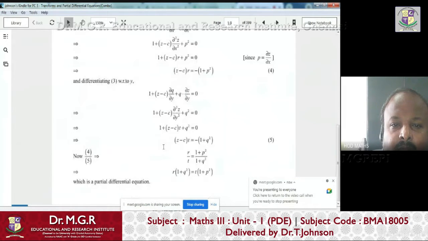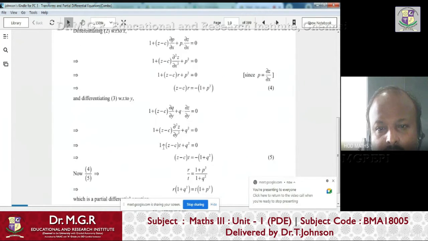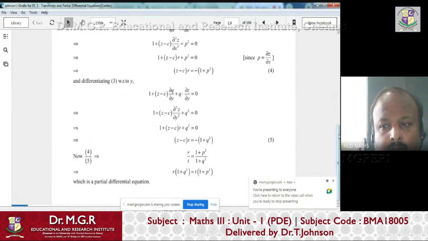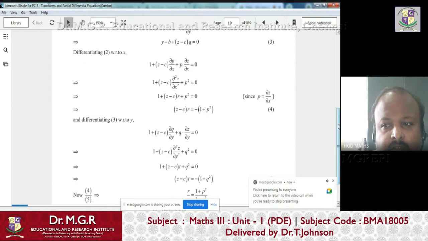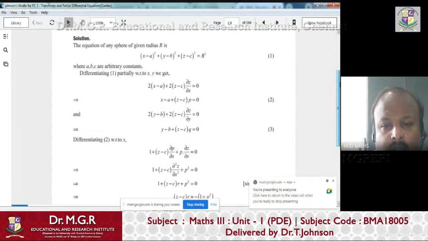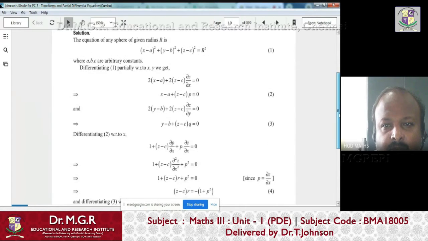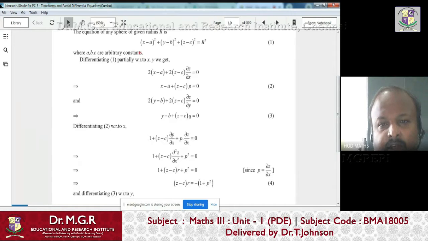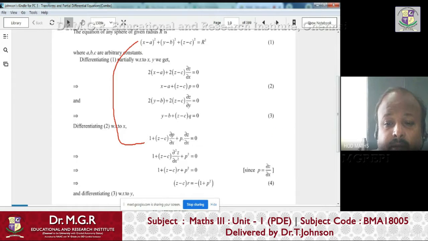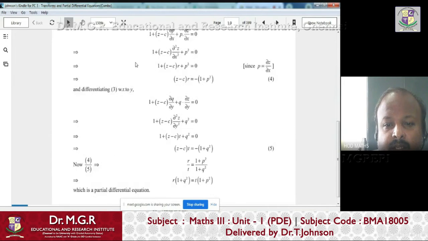Now, whatever we did with respect to x, the same thing we have to do with respect to y. So again, take the original function. What is the original function? The original function is (x minus a) the whole square, plus (y minus b) the whole square, plus (z minus c) the whole square equals r square. Right? So again, differentiating the original function with respect to y.